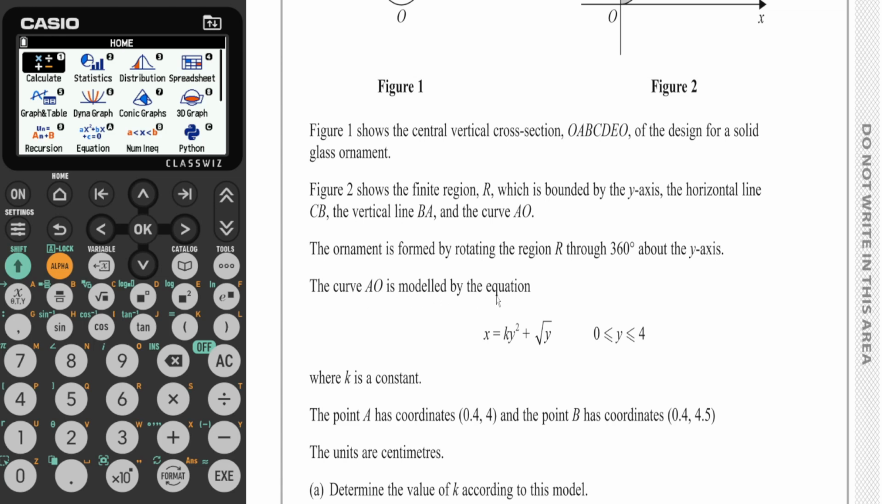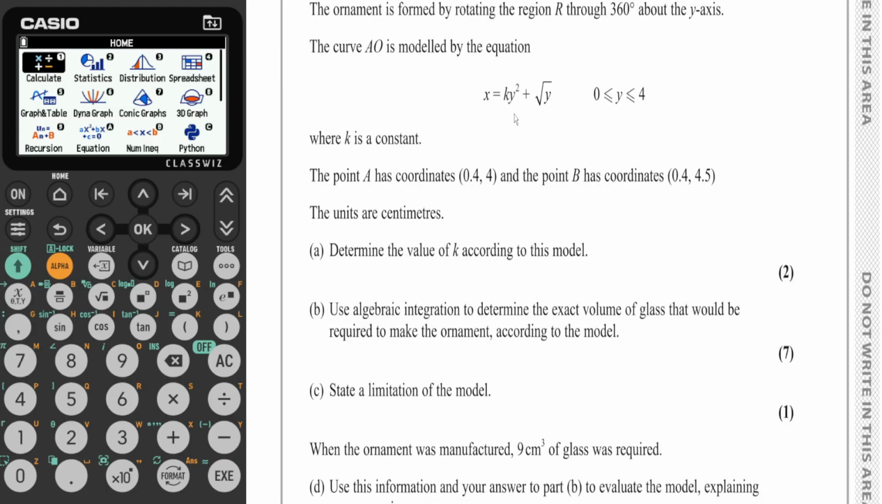The curve AO is modelled by the equation x equals ky squared plus square root y, where y is between 0 and 4 and k is a constant. The point A has coordinates (0.4, 4) and the point B has coordinates (0.4, 4.5). The units are centimetres. Part A, determine the value of k according to this model.